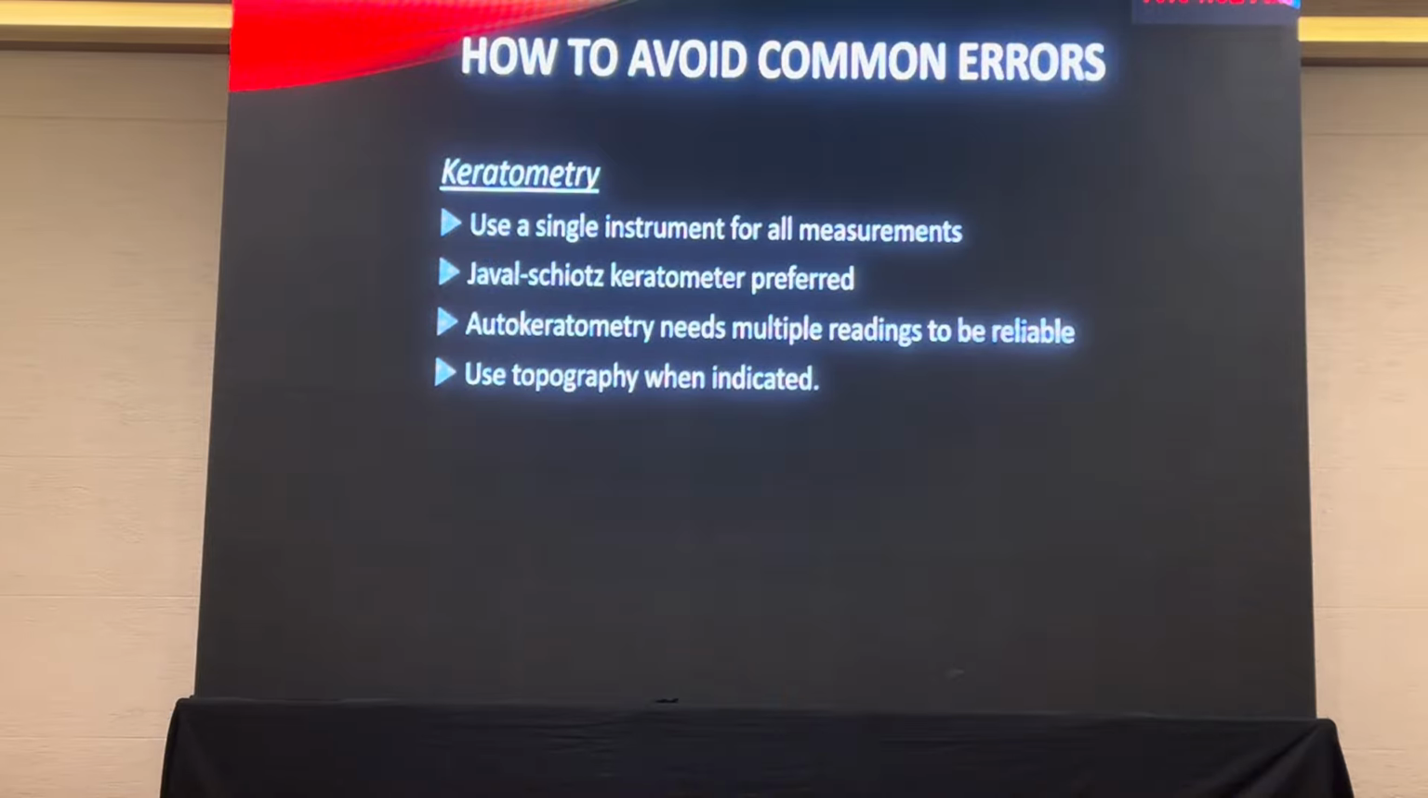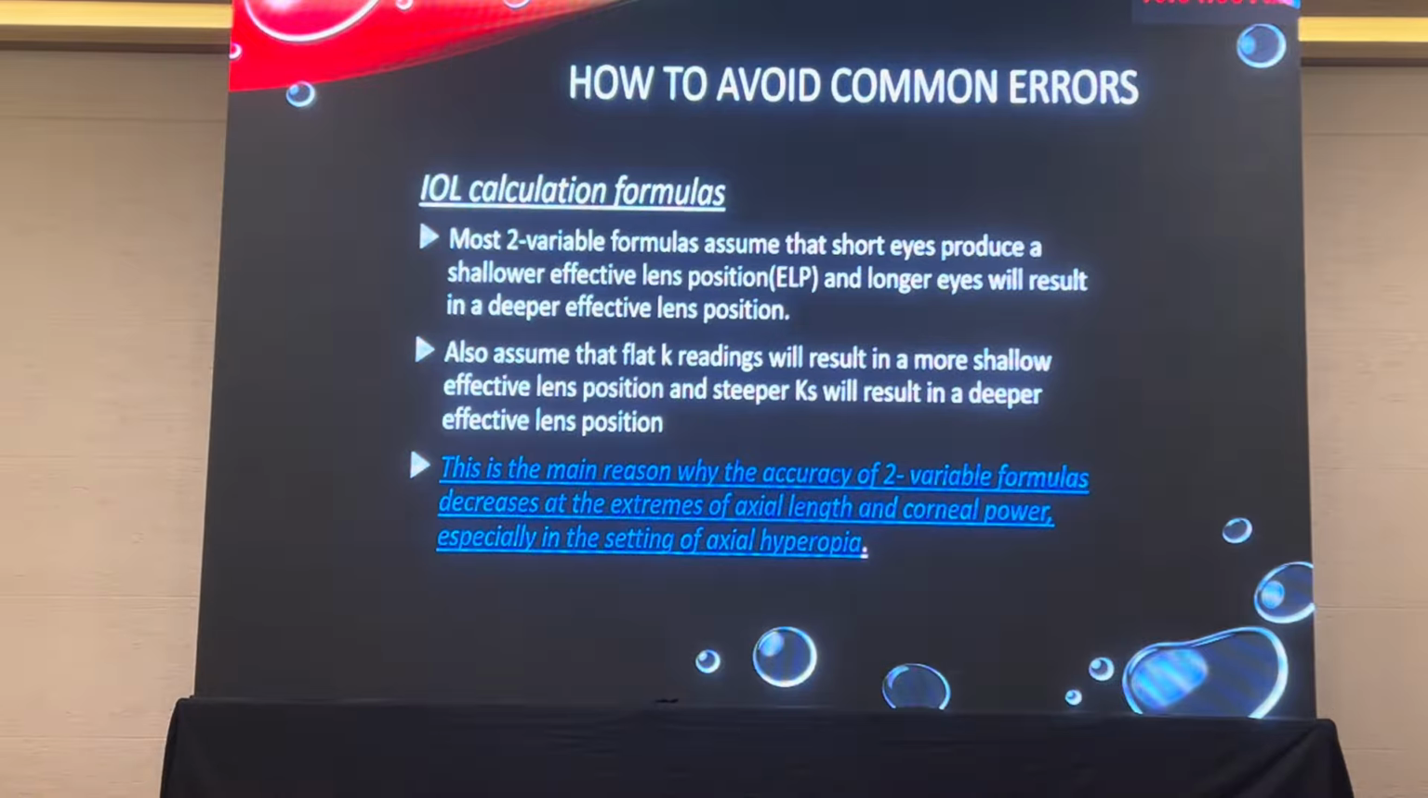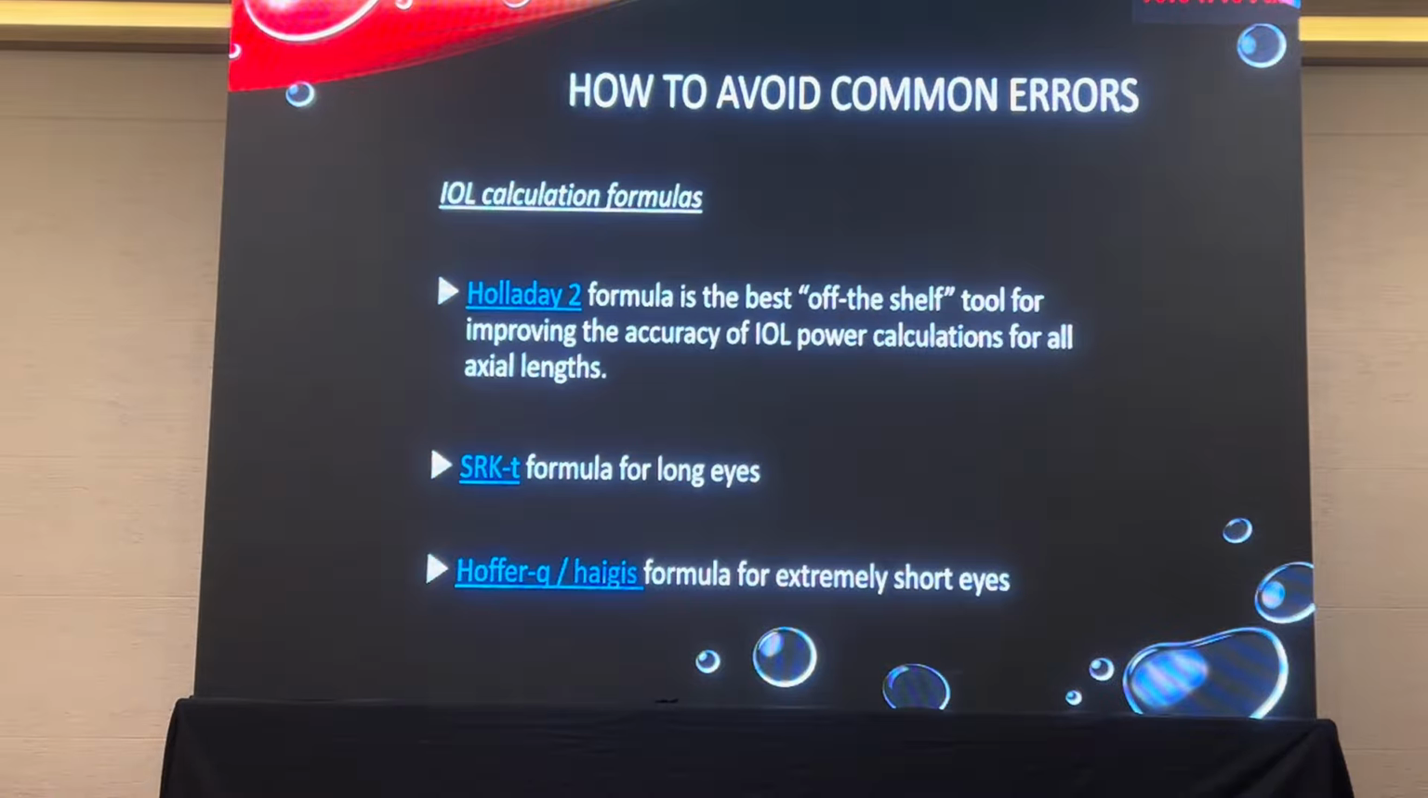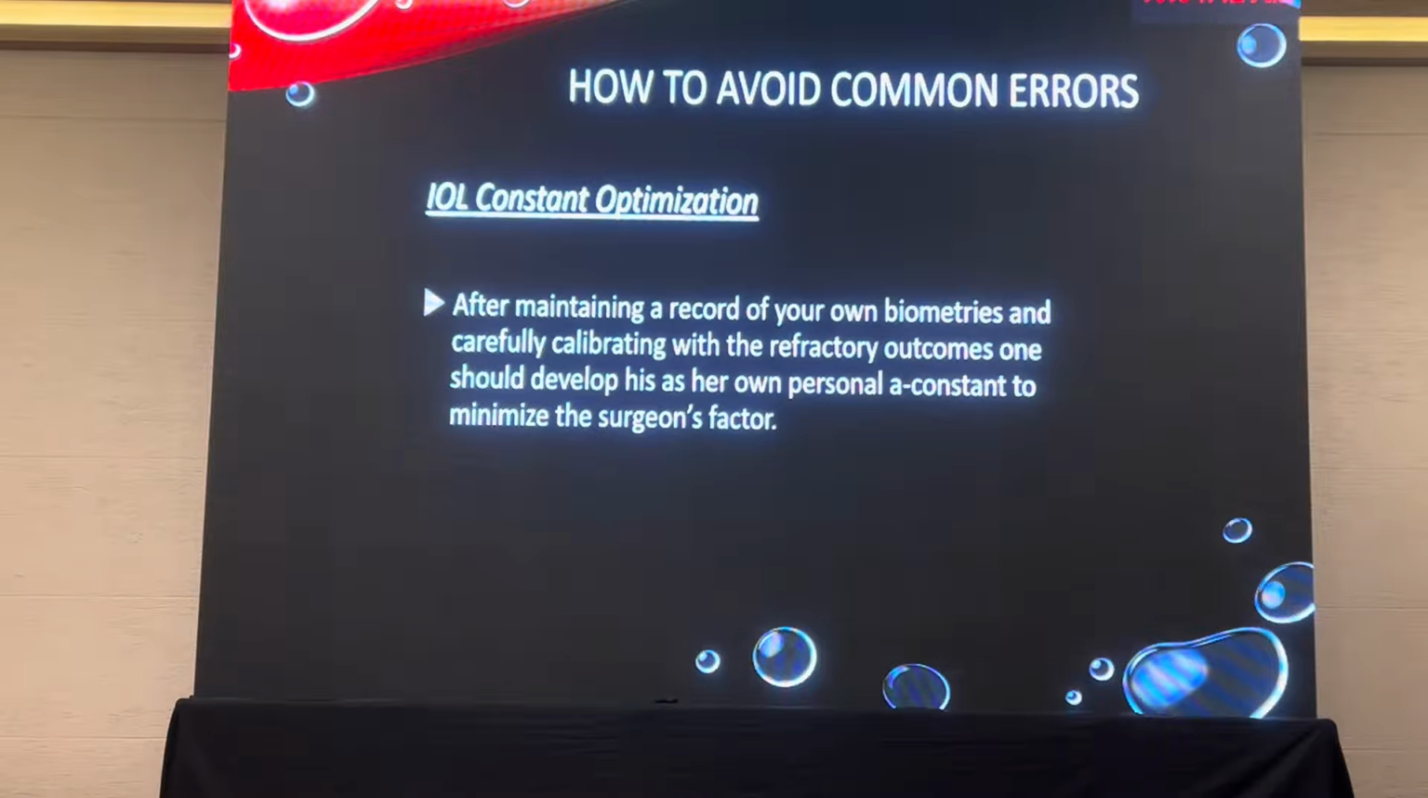At the end of the day, you have to use a single instrument preferably for all this so that you can get consistent results. Use the correct formula and always have your personal IOL constant, which is you go back, see all your post-operative refractive outcomes, and then make your personal A constant for each IOL.